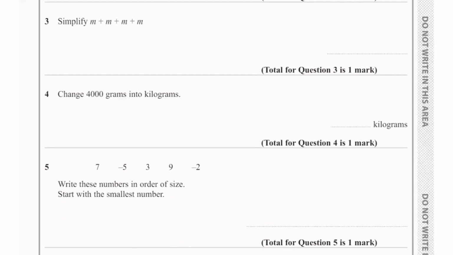In question 3, it says simplify m plus m plus m plus m. So we're adding m 4 times. So that's going to be 4m. If we were multiplying m 4 times, then it would be m to the power of 4, because we add the powers and the base remains the same.